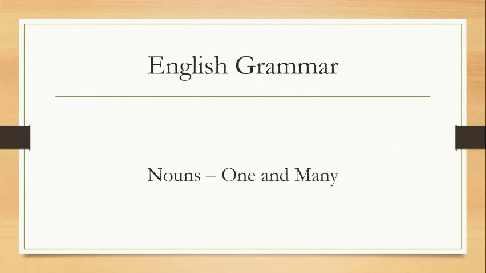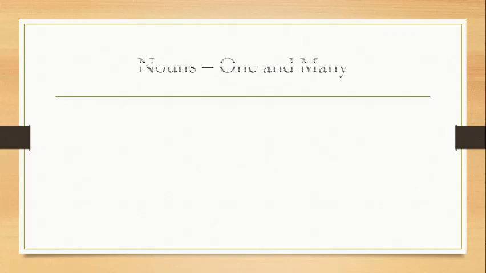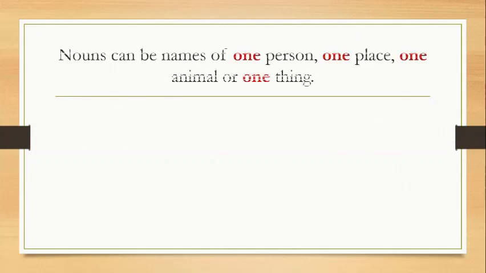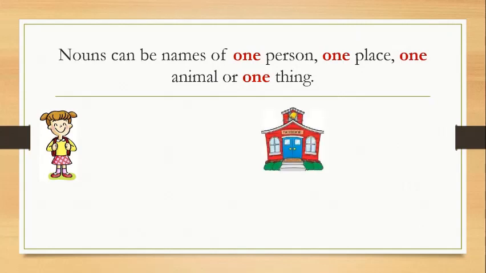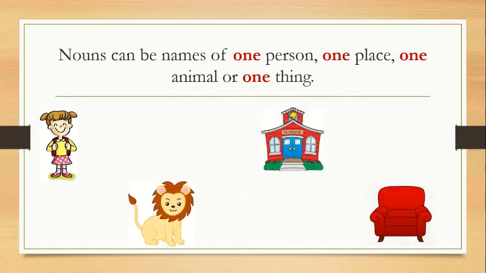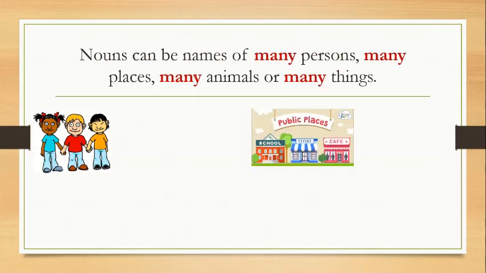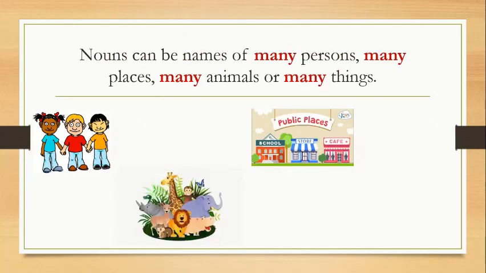Our today's topic is nouns, one and many. We have already studied nouns, so let's do a quick recap. What are nouns? Nouns are names of person, place, animal and thing. Now, nouns can be names of one person, one place, one animal or one thing. And nouns can also be names of many persons, many places, many animals or many things.